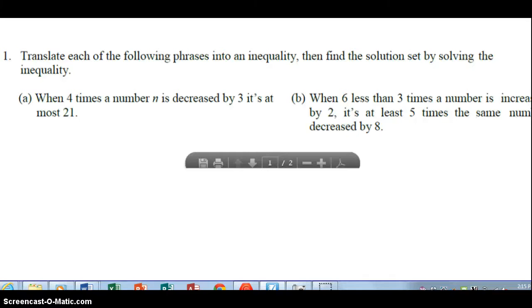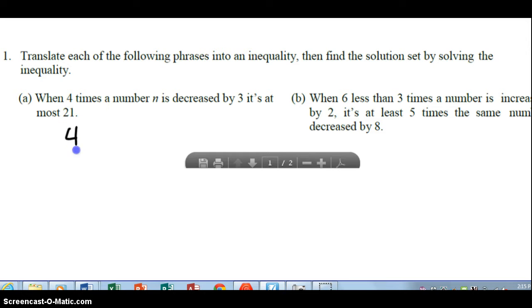Okay, I'm going to do last night's homework, which was Classwork 4-5. The directions tell me to translate each of the following phrases into an inequality. Then find the solution set by solving the inequality. I have 4 times a number is decreased by 3. It's at most 21. The first thing I like to do is highlight specific words.